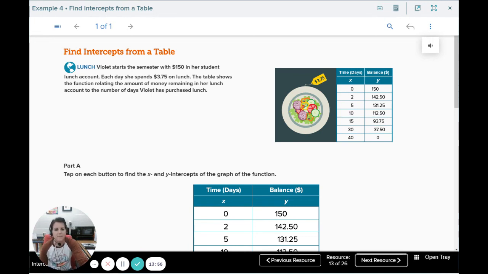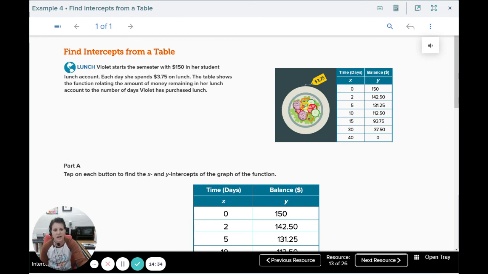And let's think about what that means. Time is in days and the balance is in money, of course. So at 0 days, she has $150. It says each day she spends $3.75 on her lunch. That means on the first day, her parents must have deposited $150 into her account. And after 40 days of spending $3.75 each day, she now has a balance of $0 in her account. So that's what the x and y intercepts mean.